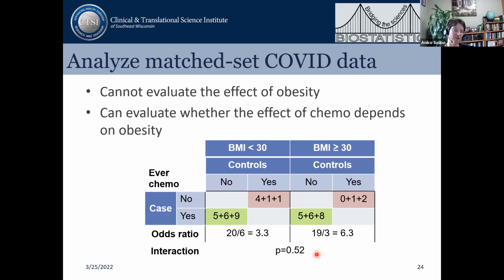So while a variable that we match on cannot be evaluated as a risk factor, we can evaluate it as a modifier, right? So whether the effect of our actual risk factor of interest that we did not match on is modified by the thing that we matched on.